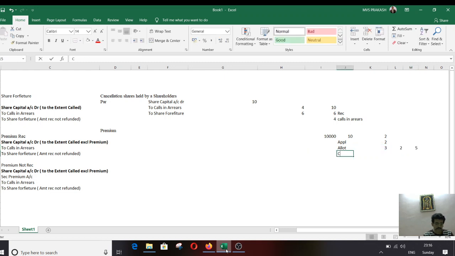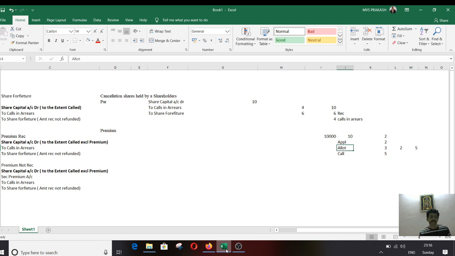Now the balance is nothing but your call. What is the balance coming? Of the 10 rupees, 2 rupees is your application money and 3 rupees your allotment, so ultimately 5 rupees is going to be your call money. Now allotment money, since I am receiving a premium also, I should receive 5 rupees.